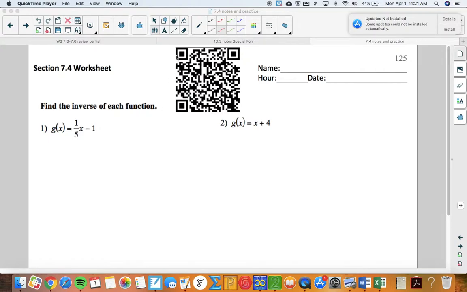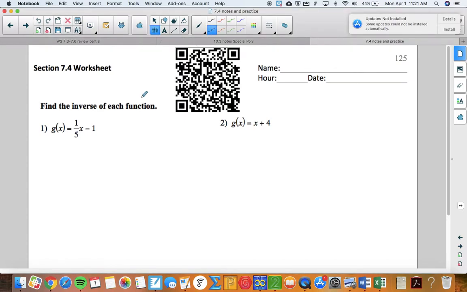This is worksheet 7.4. So we're working with inverses. It says find the inverse of each function. Now, this g of x, this function is written in function notation. This is really the same as y equals 1/5 x minus 1. So to get the inverse, you're going to switch the y and the x.